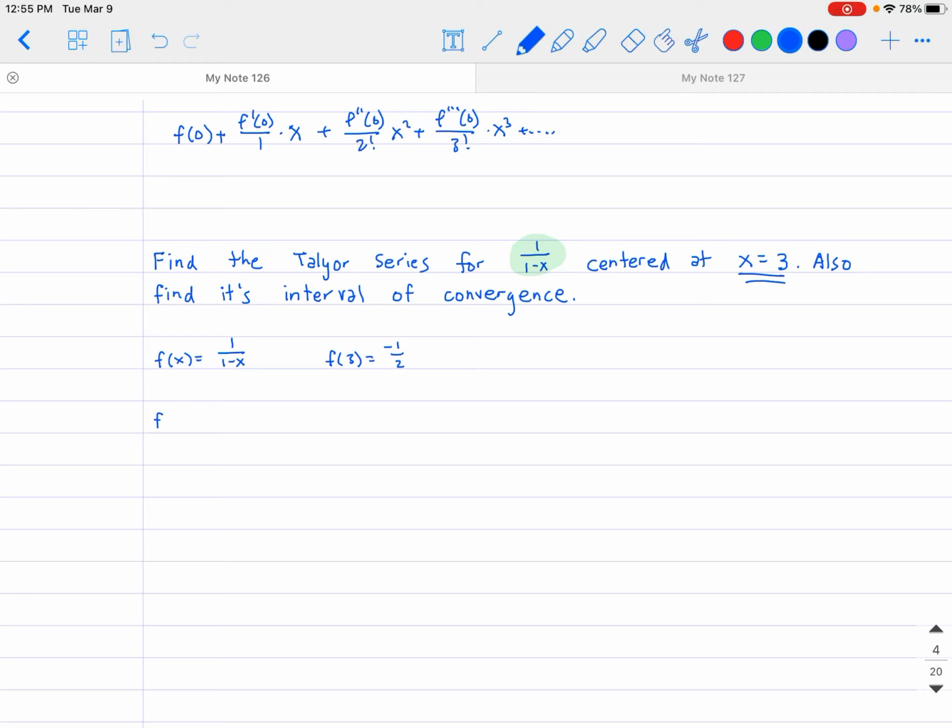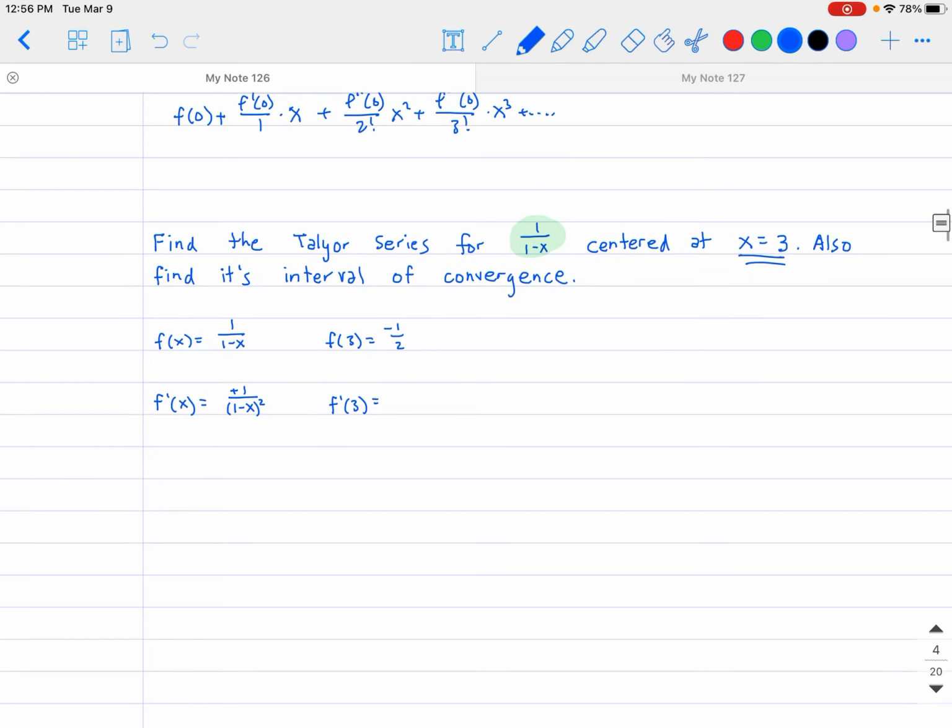Now I'm going to solve for the derivative, f prime of x. F prime of x is negative 1 over 1 minus x quantity squared. And because there's a negative on the inside, by chain rule, that becomes positive. So that's my first derivative. Over there, I'm going to solve for f prime of 3, just like before, plugging in x equals 3. If I do so, it's going to be positive in this case, which is 1 over 4.